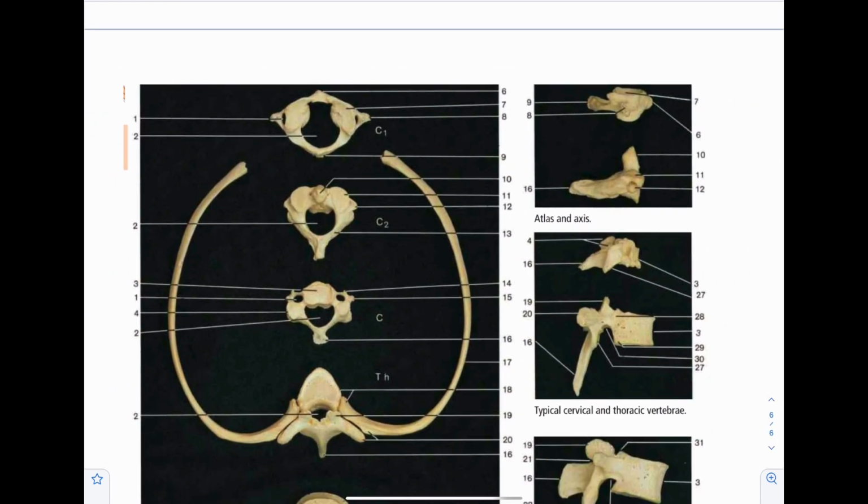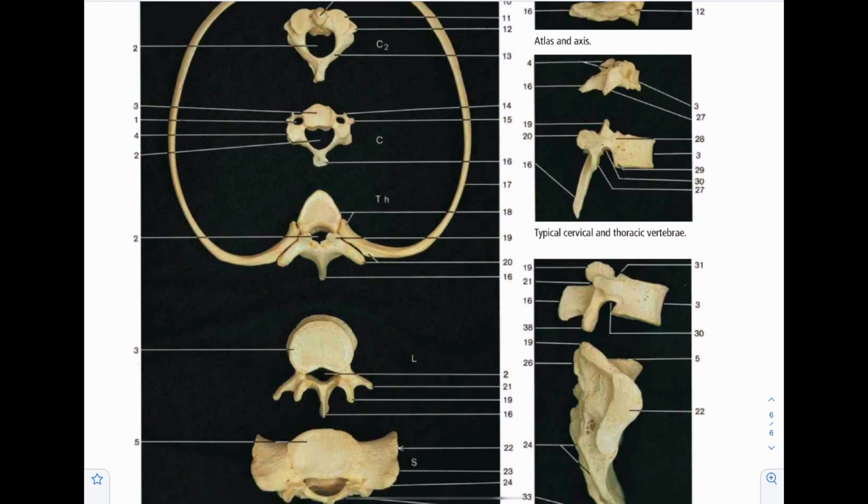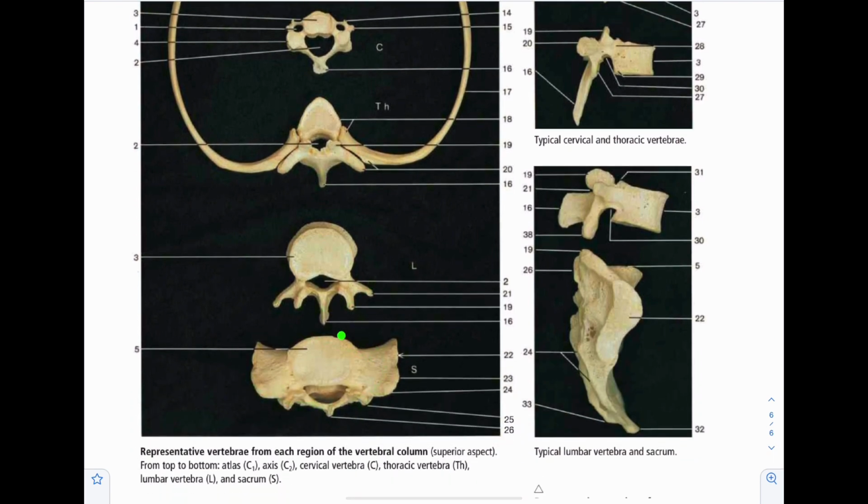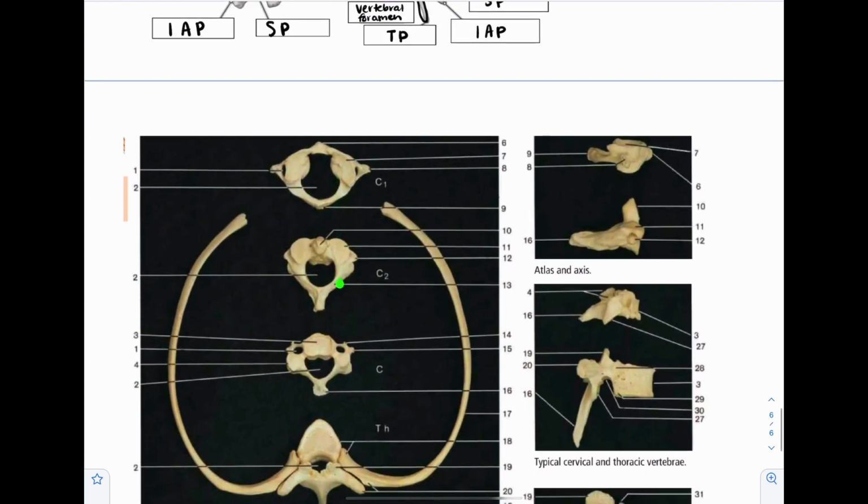So here we're looking at a few of the vertebrae just to get ourselves a little familiar with what they look like. So we have our cervicals, our thoracic, our lumbar, and then our sacrum. There are two atypical cervical vertebrae that you need to be aware of, that you are responsible for. The first one is C1, the second is C2. They have special names. So this is known as the atlas, and this is known as the axis.